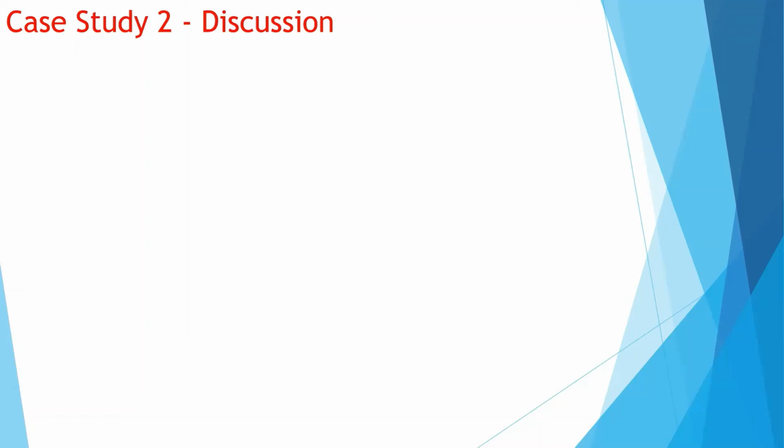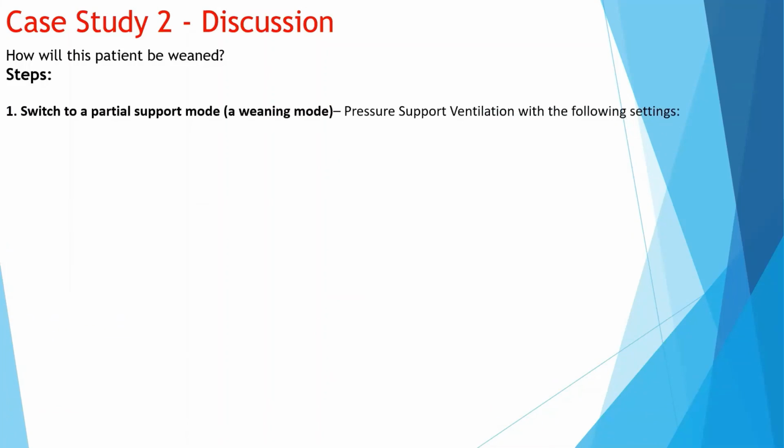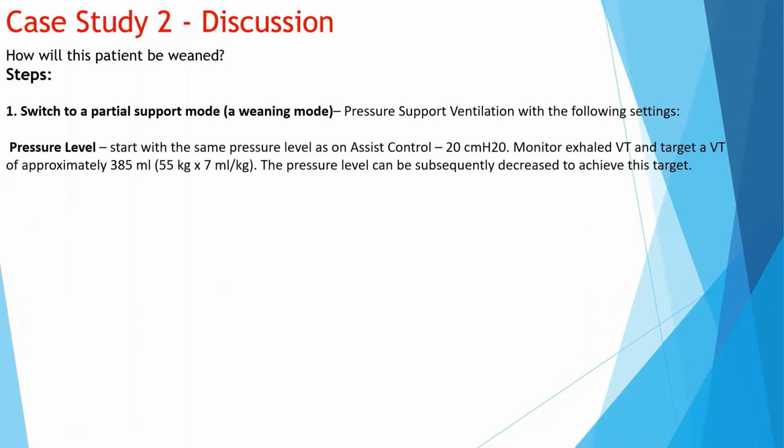So, how will this patient be weaned? Steps. Step 1. Switch to a partial support mode. Pressure support ventilation would be a good mode for her. She seems to be able to trigger breaths on her own. She's awake, and the following settings may be useful for her. For the pressure level, one could start with the same pressure level that she was on in assist control, which was 20.